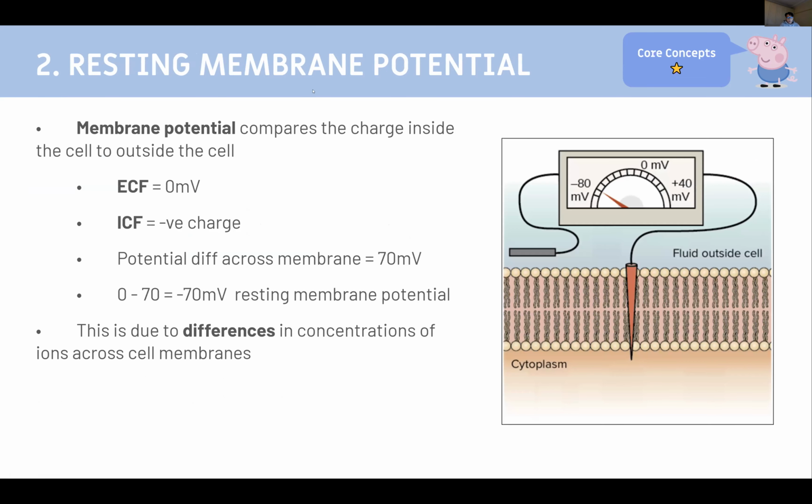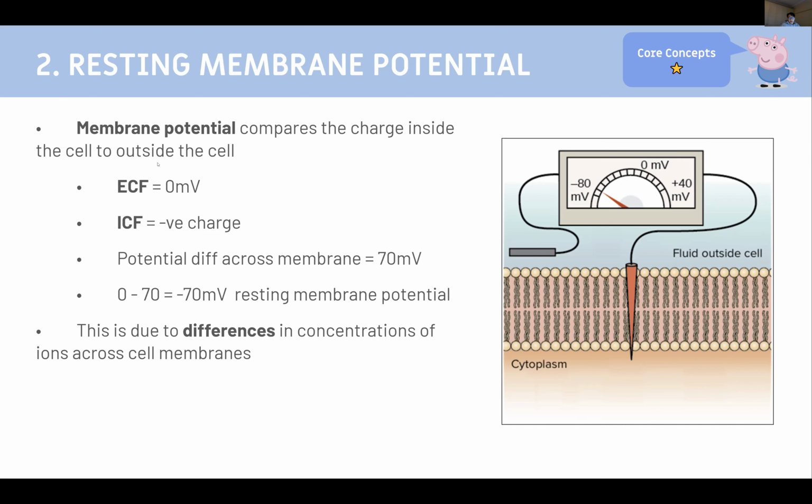Okay, so moving on to resting membrane potential. What is membrane potential? Membrane potential basically compares the charge inside the cell to outside the cell. If you imagine we had 2 electrodes, and we stuck one outside the cell and one through the plasma membrane inside the cell, and we measure the charge difference across the membrane, that is our membrane potential.